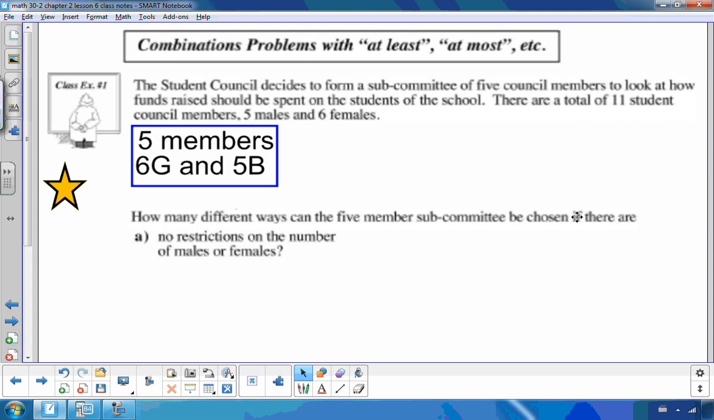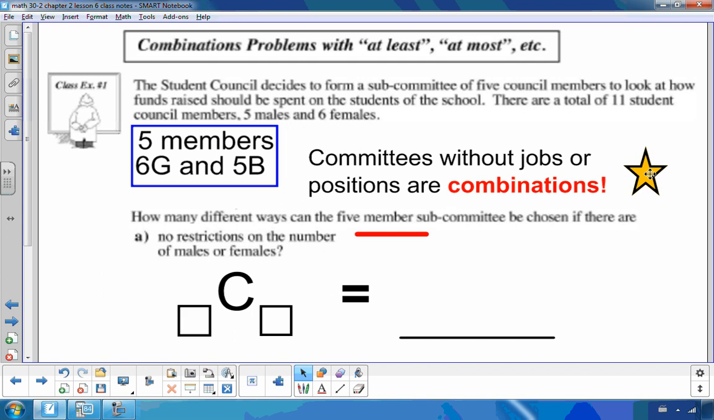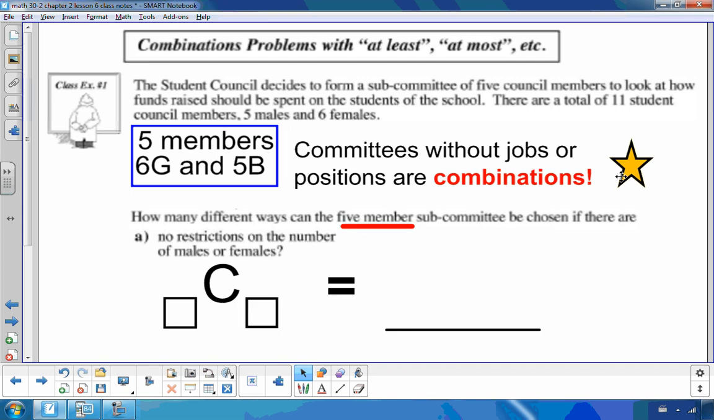Now I could end the question there. They added on if there are no restrictions on the number of males or females, but I could just say how many different ways can this 5-member committee be chosen. So first of all, we have to decide, is this a perm or is it a com? So it is a combination, and the reason is there's no assignable roles, tasks, or positions. So that's what makes it a combination.